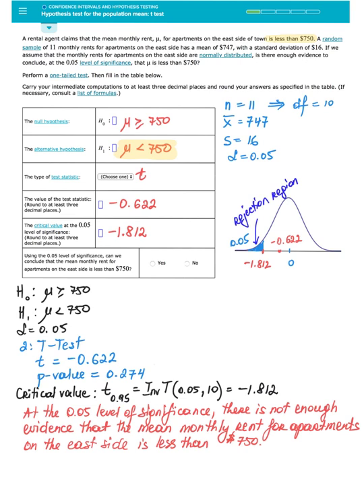I'm concluding that at the 0.05 level of significance, there is not enough evidence that the mean monthly rent for apartments on the east side is less than $750.